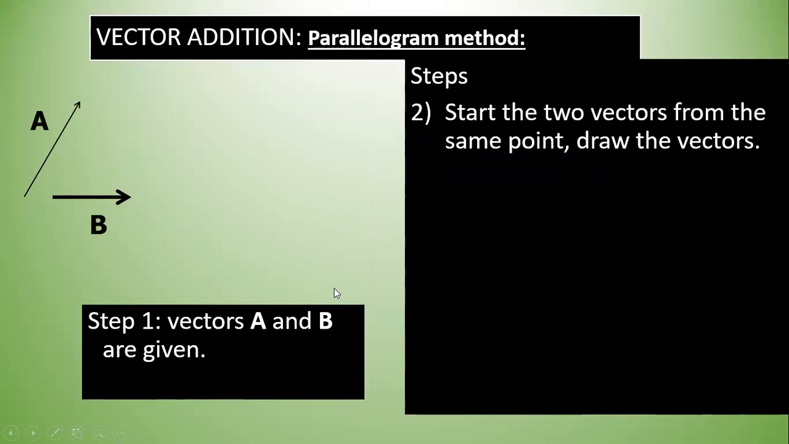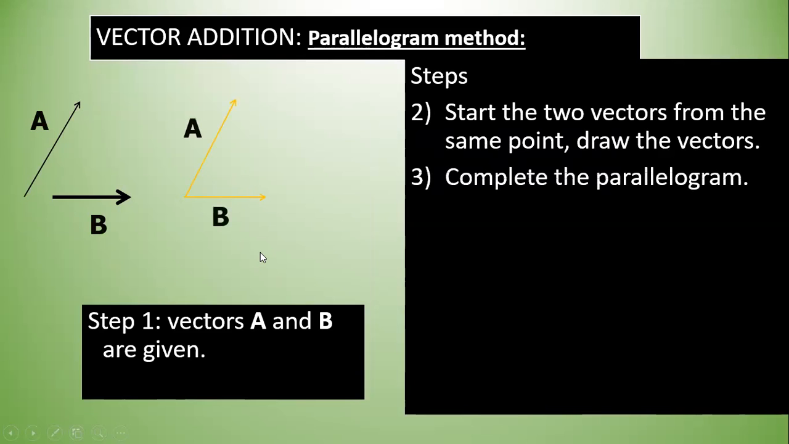Now we are just studying different methods of adding vectors. We've got vectors A and B. Sometimes we write capital A, capital B, or small a and b. First step, start the two vectors from the same point and draw the vectors, roughly the length of the vectors given. And then that's your B.